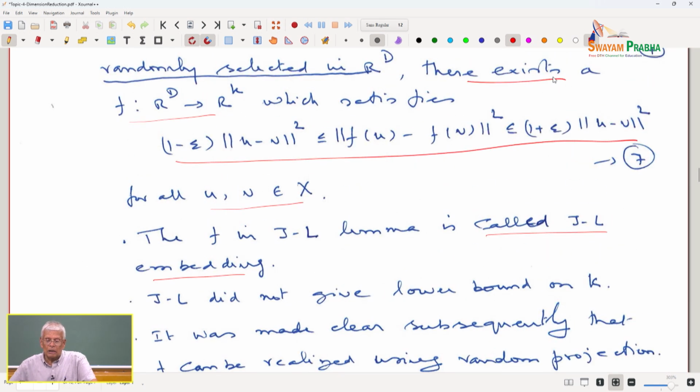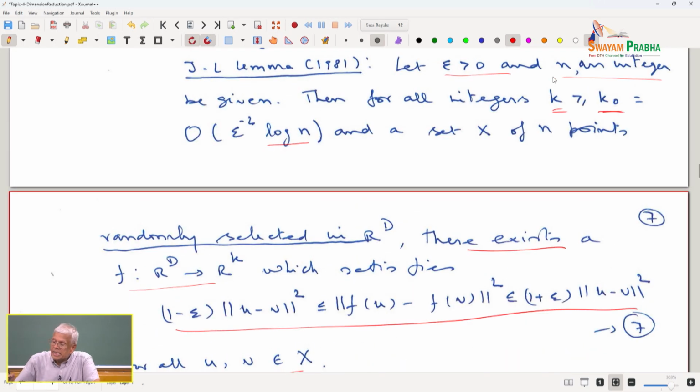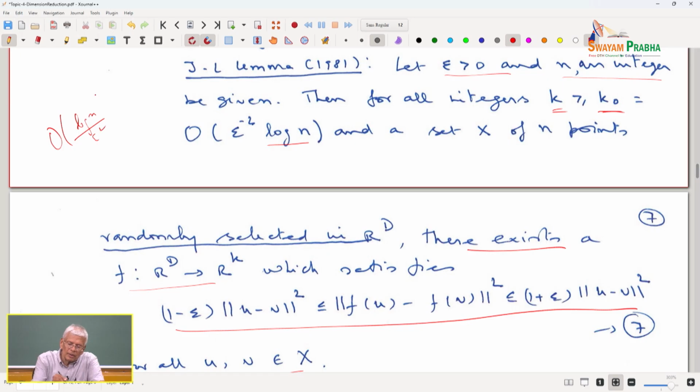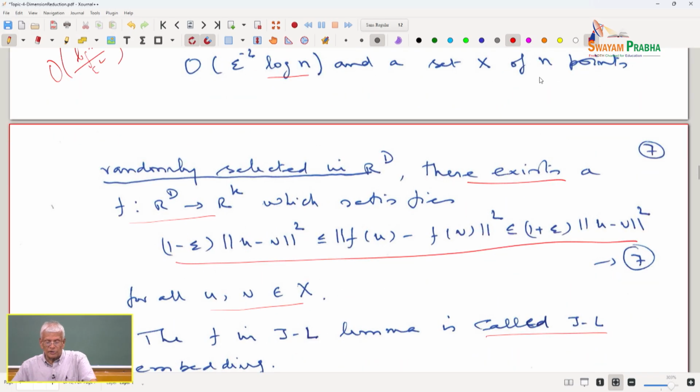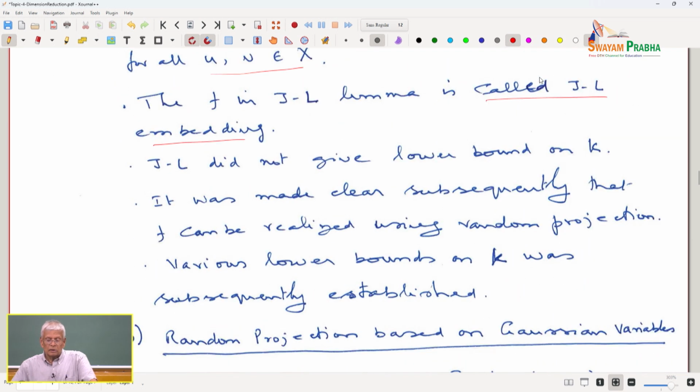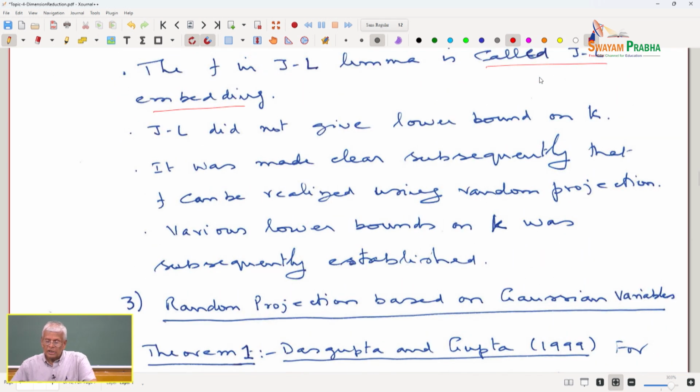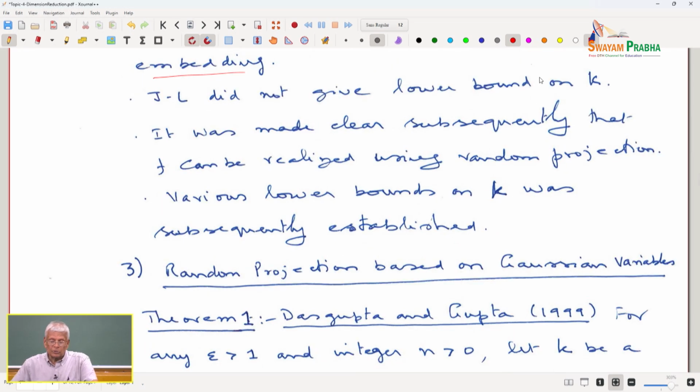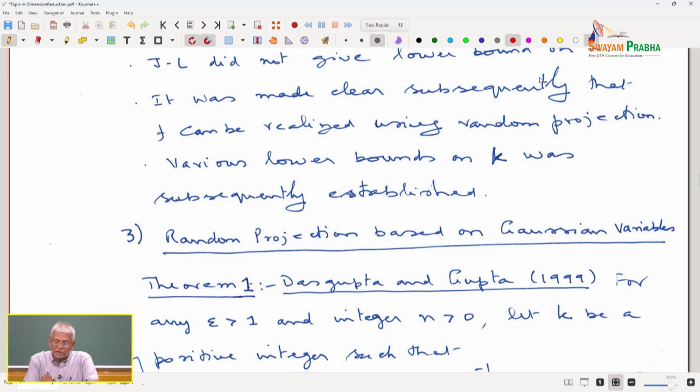And what is the claim? The claim here is k has to be larger than of the order of log n over epsilon square. Now please understand, this bound is independent of capital D. It depends only on the number of points. That's a very interesting result for you to be able to notice at this time. JL did not give the lower bound on k. It was made clear subsequently that f can be realized using random projection, and various lower bounds on k were subsequently established.